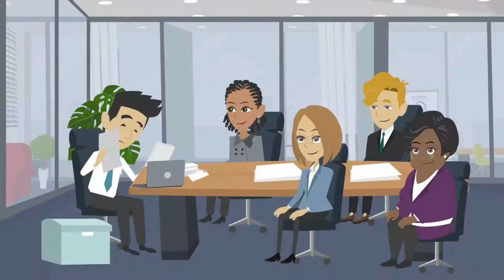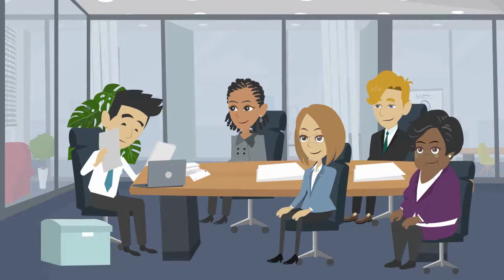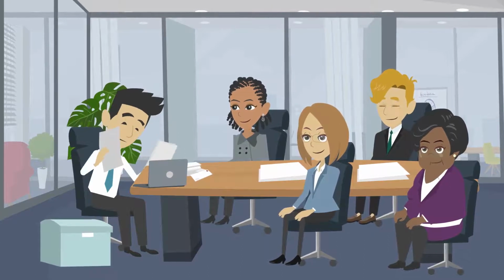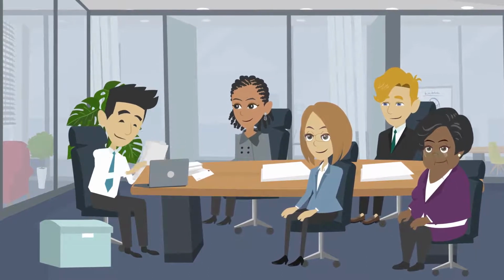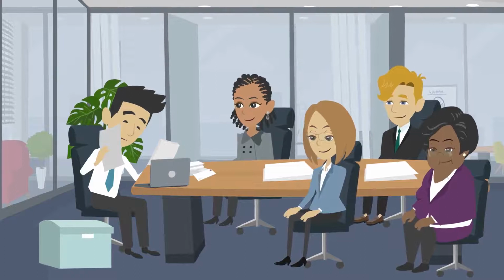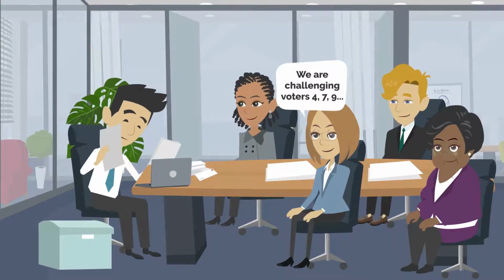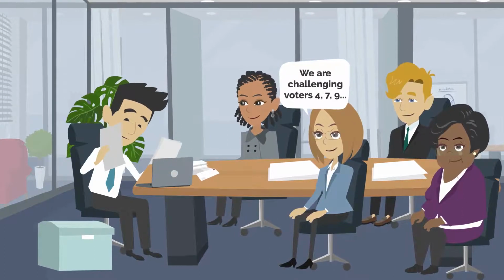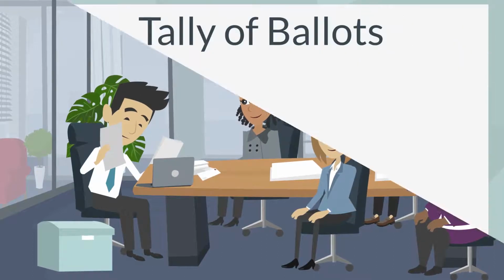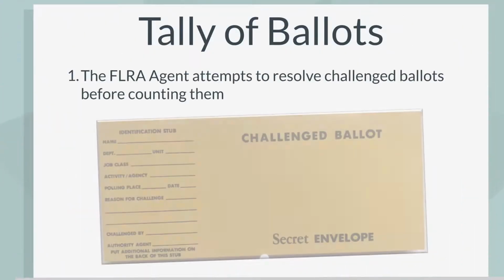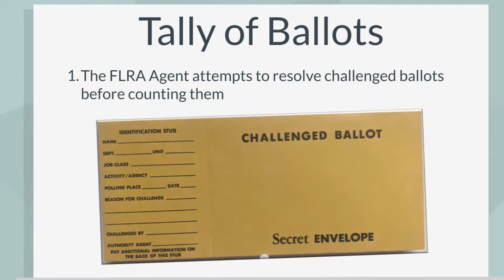When the FLRA tallies the ballots, if observers are present, they are given a list of eligible voters and check off their names as the FLRA agent goes through the envelopes. At that point, they can raise any voter challenges. Using the same process as in manual ballot elections, the FLRA agent attempts to resolve challenge ballots before counting them.